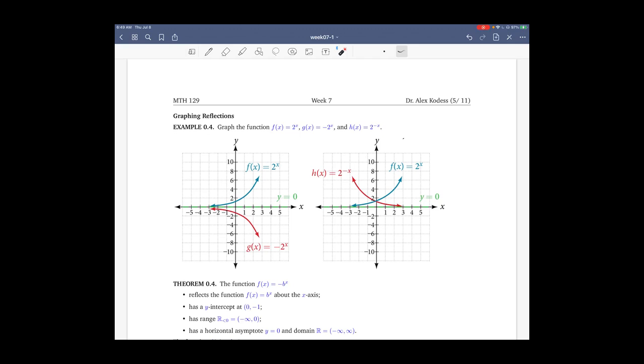Now, if we replace x in the expression for our function f by negative x, that has the effect of reflecting about the vertical axis. So the graph of 2 to the power negative x will be symmetric about the vertical y-axis to the graph of 2 to the power x. And it's worth noting, by the way, that 2 to the power negative x is simply 1/2 to the power x.